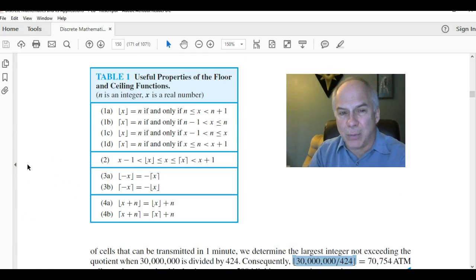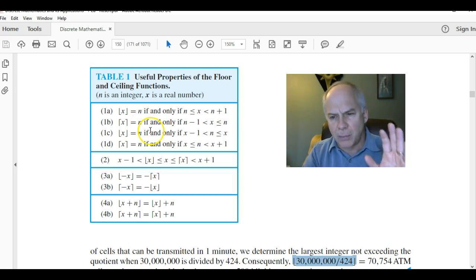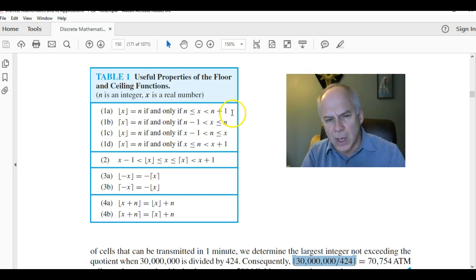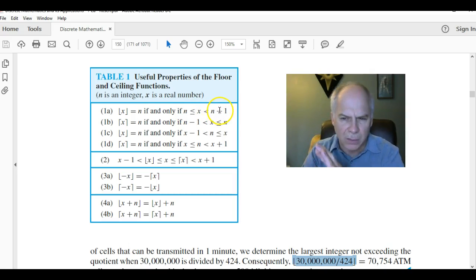Okay, also table 1 on page 150 gives some useful properties of the floor and the ceiling functions. And you can look at these, and in some of the problems, it might call on these properties. Like, for example, this first one, the floor function of x is equal to a number n if x is between n and n plus 1. So that's if and only if x is between n and n plus 1, where it could be equal to n but not equal to n plus 1. So that kind of comes naturally from the definition of what the floor function is.